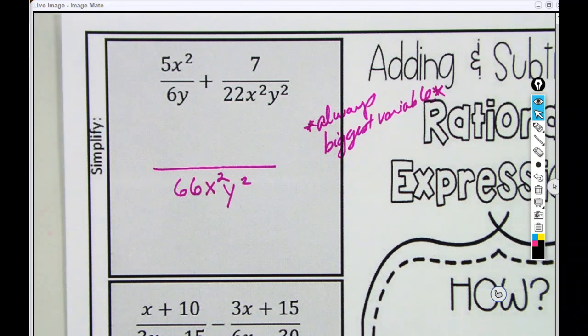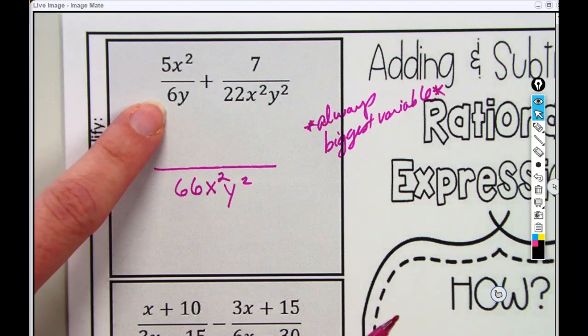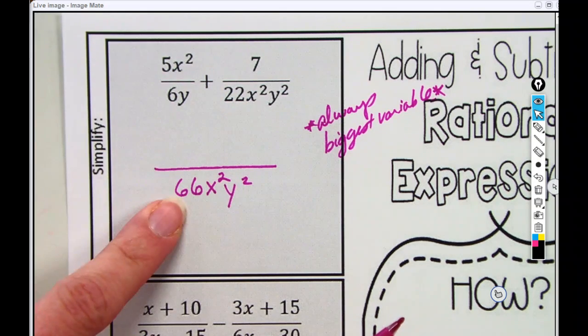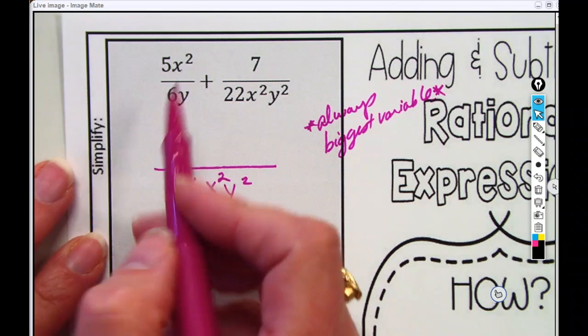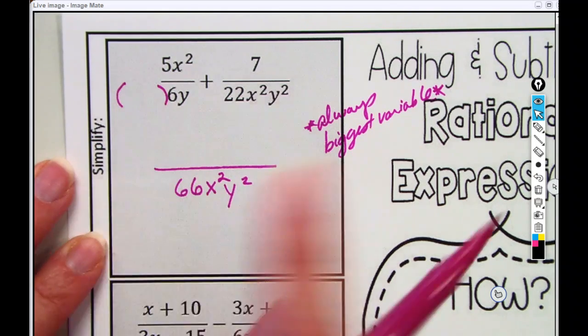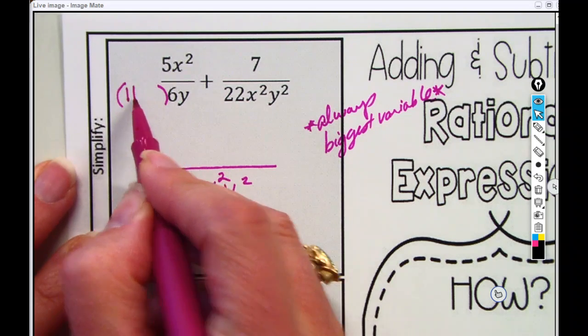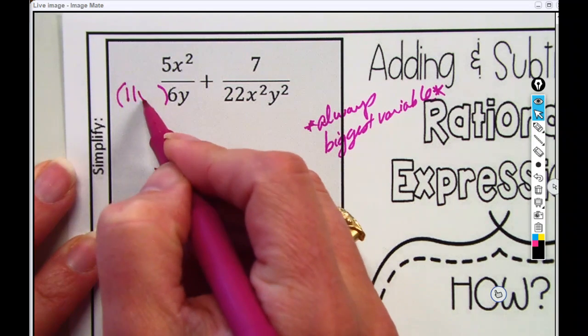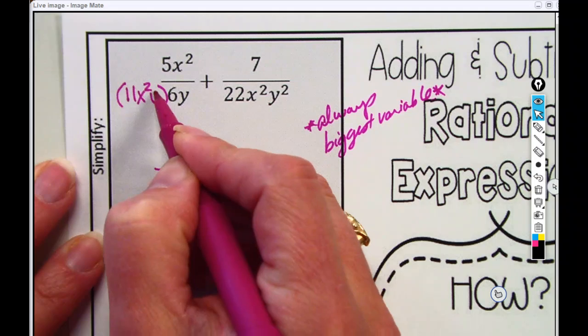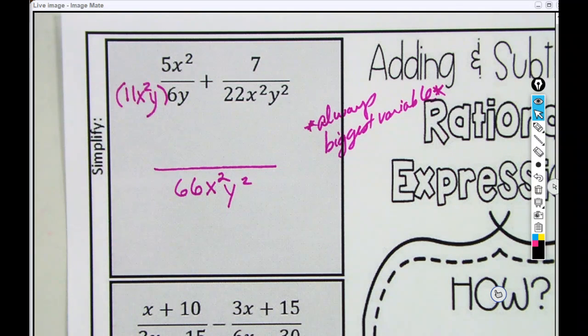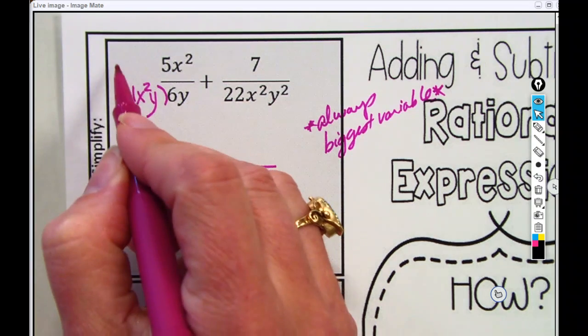And then I need to come back and I need to figure out what I need to multiply these by to make it match my common denominator that I just found. So what do I need to multiply this by to make it look like this? 6 times what is 66? I need an 11 and an x squared and a y. Is that okay? Now if I multiply the bottom, I also have to multiply the top.